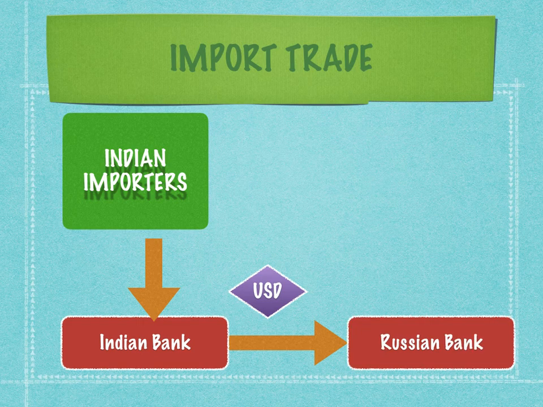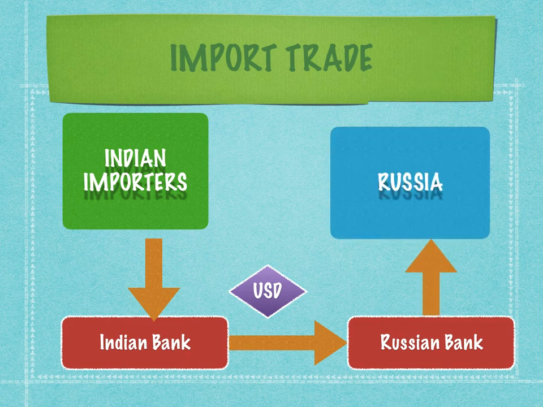The Indian importer has INR. It gives INR to its bank, the Indian bank. The Indian bank converts the rupee into USD. The Indian bank then pays USD to the Russian bank. The Russian bank is the banker to the Russian exporter. The Russian exporter would receive the USD from the Indian importer. Is this clear? So therefore, banking channels played a very important role in the payment mechanism.